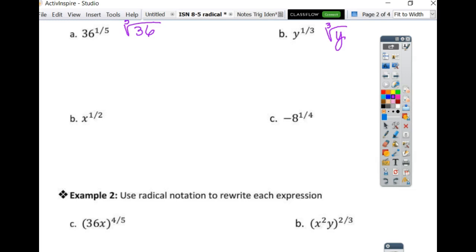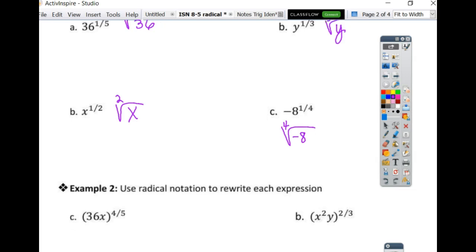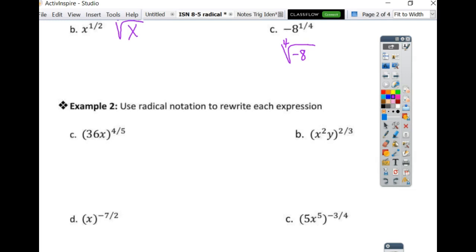What does x to the 1/2 mean? It's the square root of x. Do I have to put the 2? Do we have to write the 2 for square root? You don't, but this is 2. The square root's always 2. So this one, it's the 4th root of negative 8. So what's the bottom number here? 5. So it goes here.